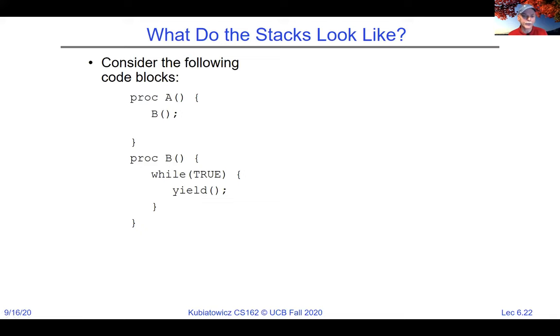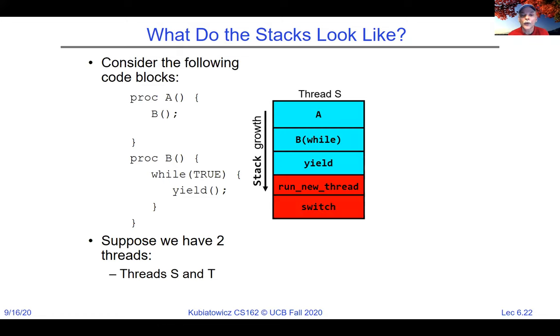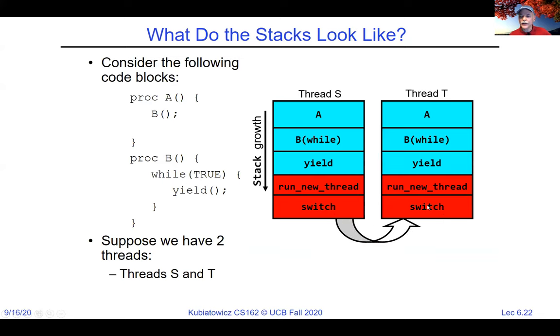And if you can imagine what that means, it means that yield is going to give the CPU up to somebody. And then when we come back, we execute long enough to go into the loop. And then we're going to yield again. Okay. And suppose we've got two threads, S and T, both running exactly the same code. So what happens? Well, thread S, A is at the top of the stack. It enters B, which is executing the while loop, which calls yield, which calls run new thread, which calls switch. And switch is going to switch to the other thread.